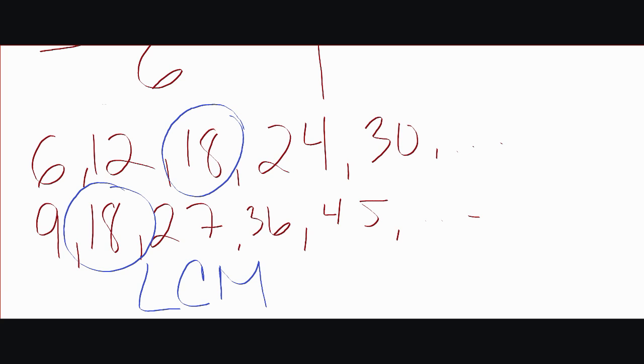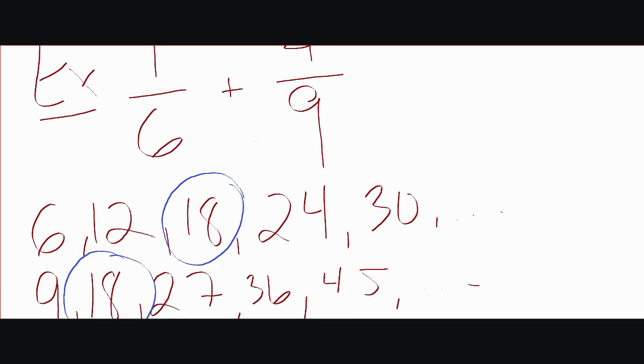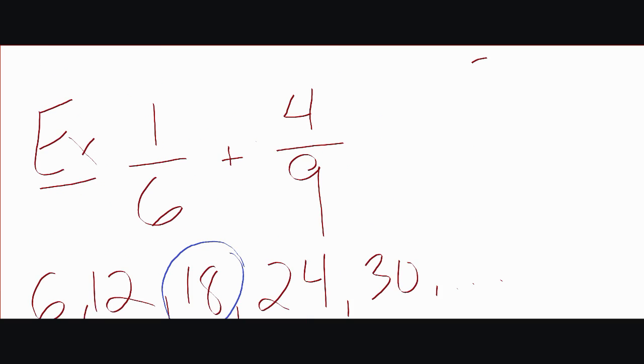Now, this least common multiple is the number that we want to use for our new denominator. This is a number that both 6 and 9 go into. Now, why is that important? Well, what we need to do is turn 1/6 and 4/9 into something over 18. So let's do that now.